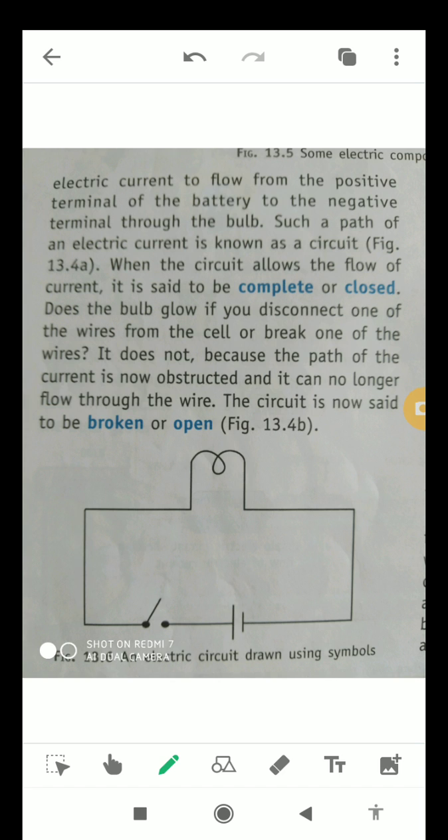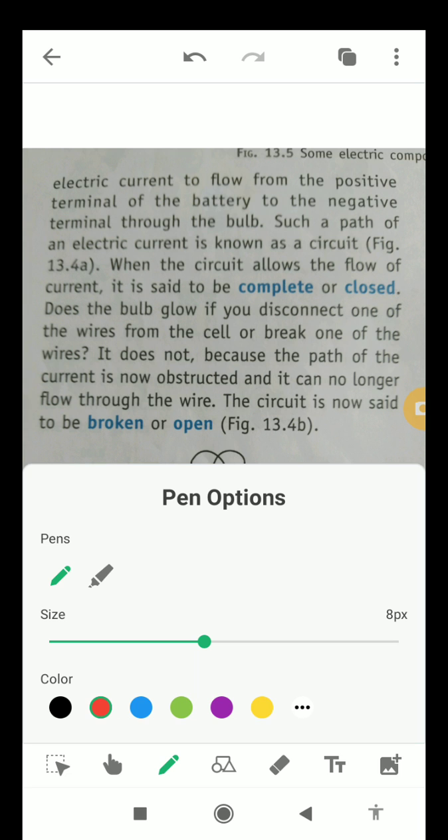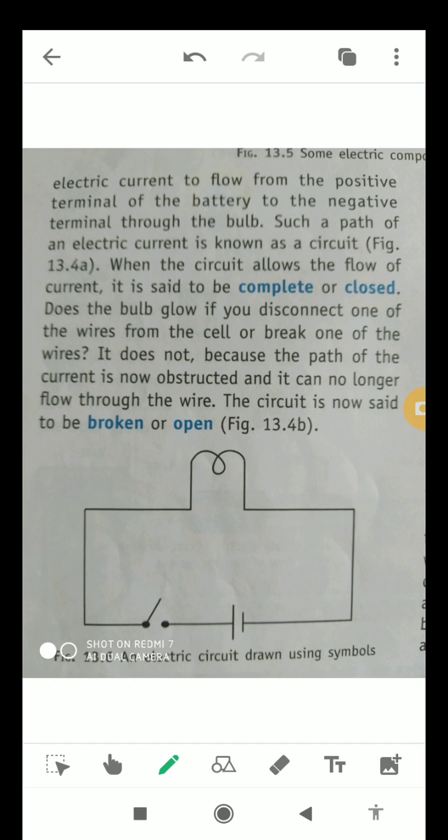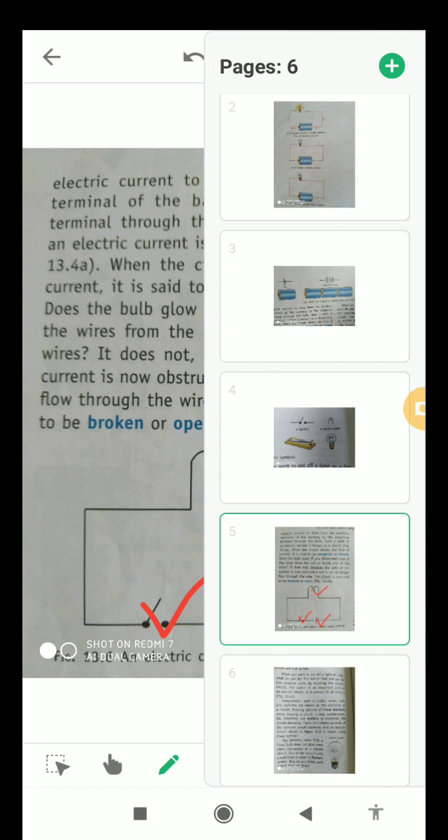Okay students, there is a diagram of an electric circuit, and these are the electrical symbols you can see with its help. This is of a switch, this is of a cell, and this is of a bulb. The upper one is of a bulb, you can see. This one is of a bulb, this one of a switch, and this one is of a cell. Now we will move to the next slide.